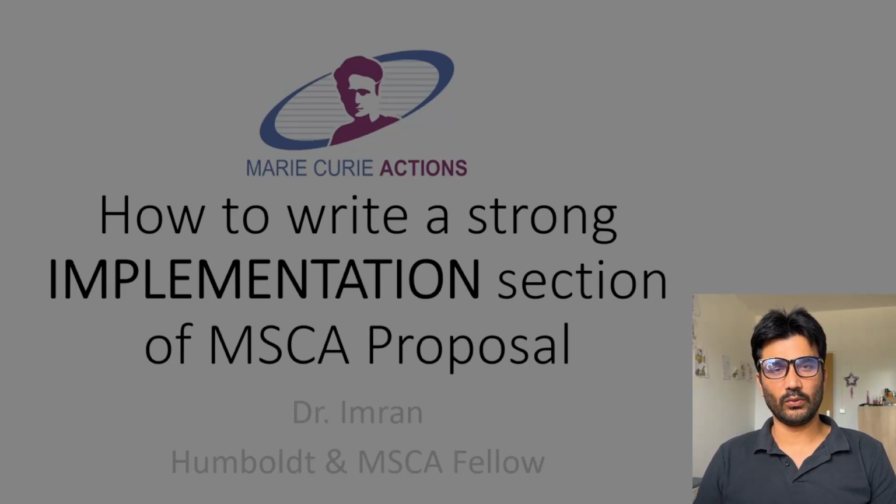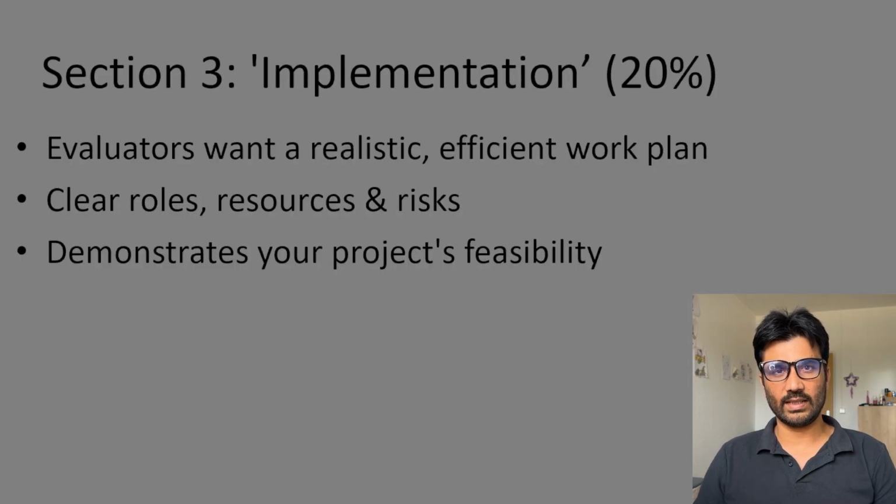So I'm here with the fourth video on writing a Marie Curie proposal, and today I will talk in detail about how to write a strong implementation section of a Marie Curie proposal. I will give examples from my proposal where I achieved a very good score on the implementation section. First, I will give you the general overview of the implementation section, which has a weightage of 20% in the Marie Curie proposal.